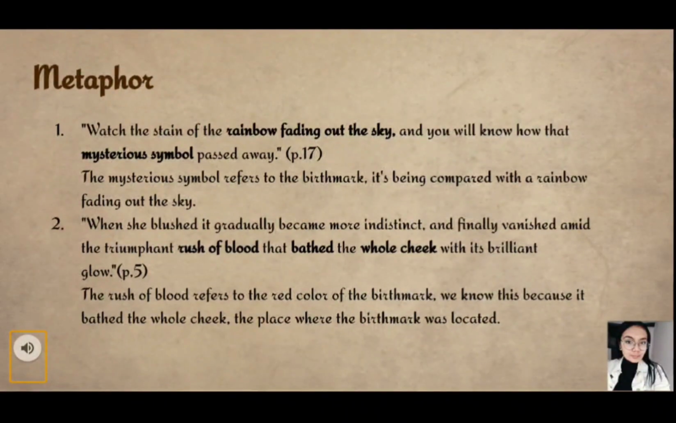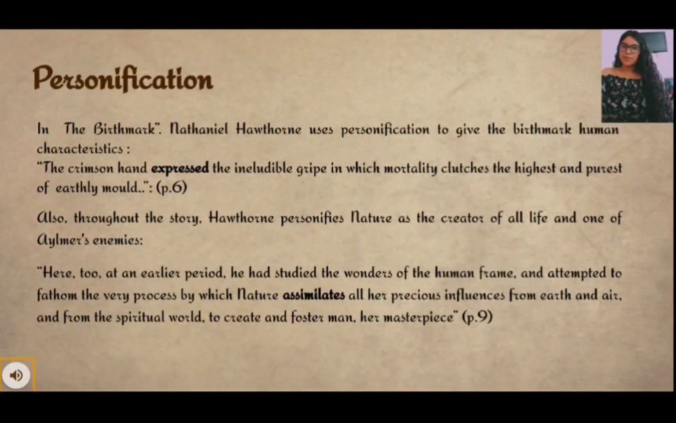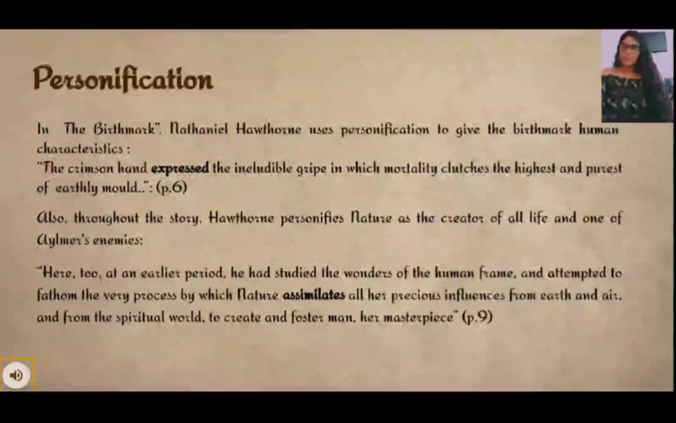Personification. In The Birthmark, Nathaniel Hawthorne uses personification to give the birthmark human characteristics, as the next quotation exemplifies. The crimson hand expressed the ineludible gripe in which mortality clutches the highest and purest of earthly mold. So, the crimson hand can express something as a human.